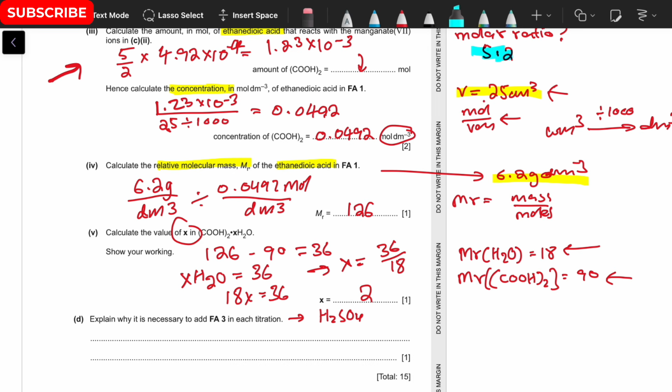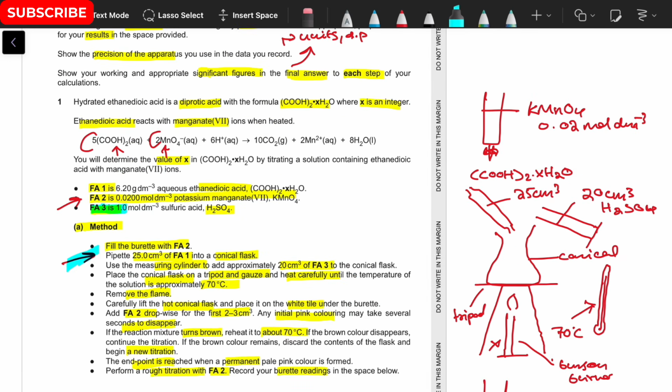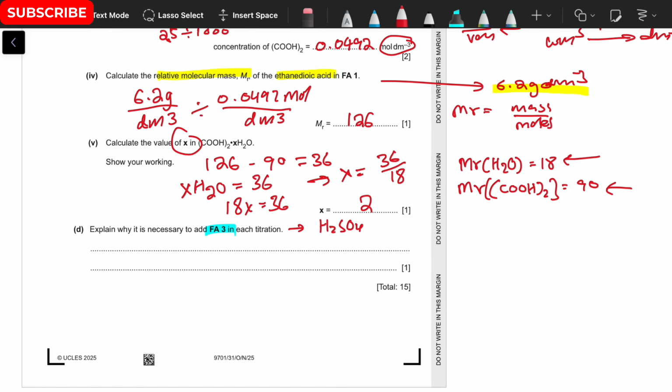Lastly, it asks us to explain why we added FA3 into the titration. FA3 here was our sulfuric acid. Now, if we look at the equation, besides the manganate ions and the ethanedioic acid, we have hydrogen ions in the equation. So in order to provide these hydrogen ions, which are vital for the reaction to take place, we need something that will donate protons. What donates protons? Acids. So we use sulfuric acid. So all we really need to say here is that H plus is needed for the reaction.